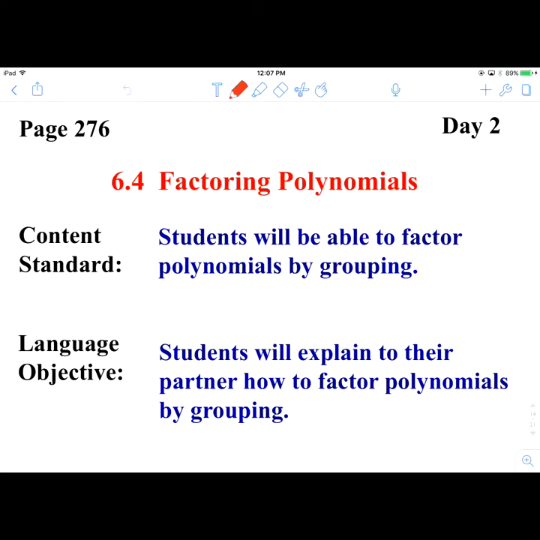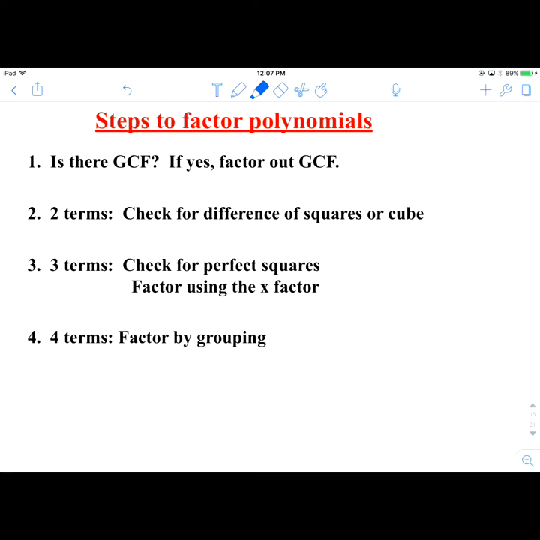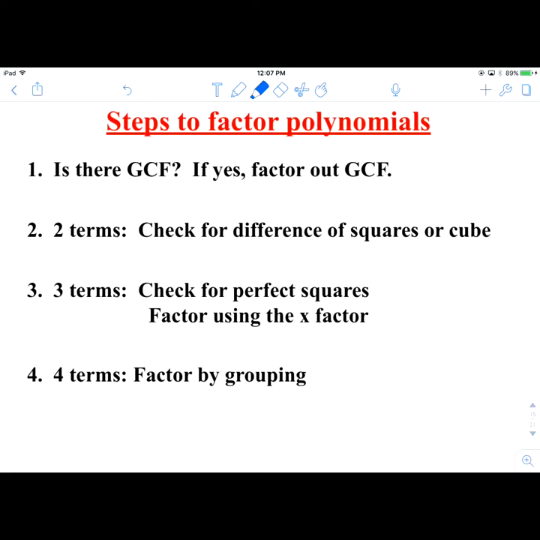Everyone. Today we're going to be learning 6.4, day 2, and we will be continuing on the factoring of polynomials, and specifically we will be using grouping to factor. So let's go ahead and take a look at the steps of factoring again. As a reminder, these are the steps that you should follow for factoring any polynomial.